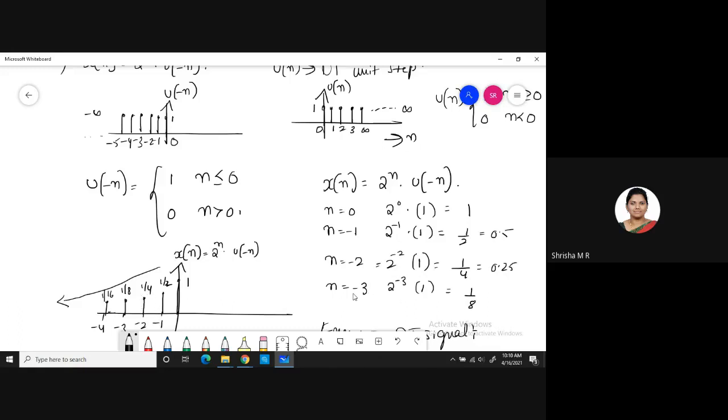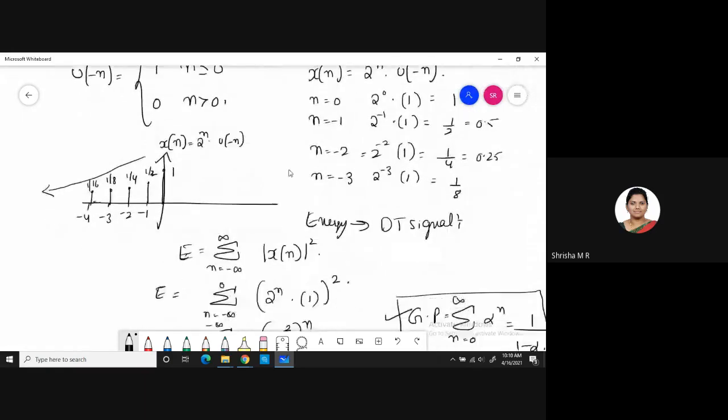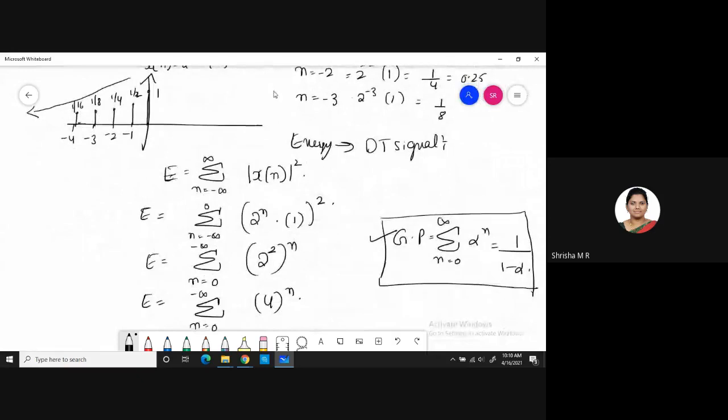At n is equal to 3, you have 2 power minus 3 and you have 1 by 8. At n is equal to 4, you have 2 power minus 4, and you have 1 by 16. It goes on. So it is a diminishing signal. It's a non-periodic signal. So we have to find energy of such signals.